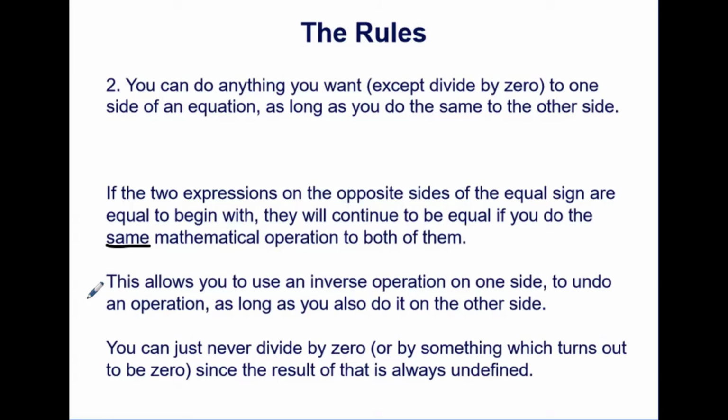So if you add 2 to one side, you have to add 2 to the other. If you multiply by 3, you have to multiply by 3 on the right and the left. You have to just do it to both sides. You have to keep the equation balanced. You can just never divide by 0 or by something which turns out to be 0 since the result of that is always undefined. So again, anything you want except divide by 0.